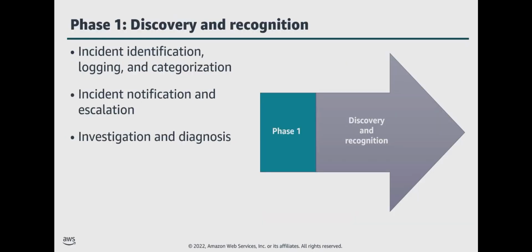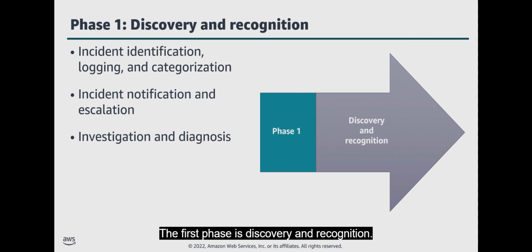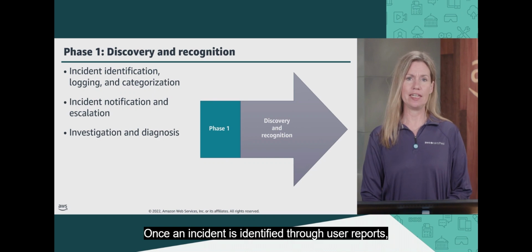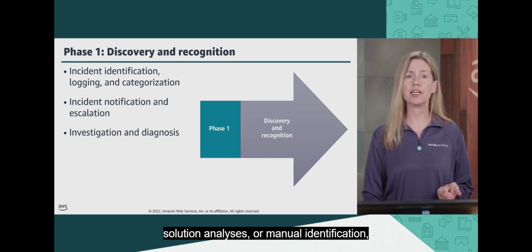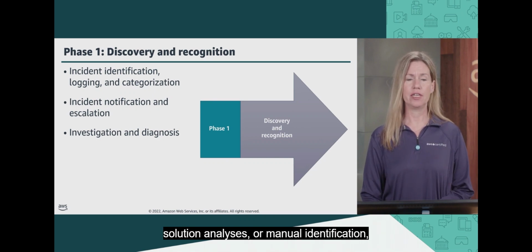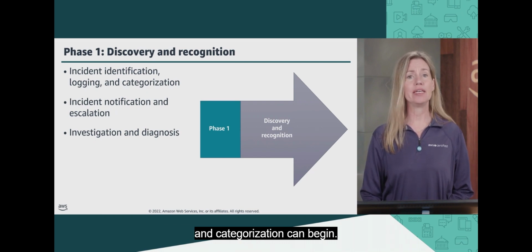Incident response has two phases. The first phase is discovery and recognition. Here is where incident identification, logging, and categorization of the incident takes place. Once an incident is identified through user reports, solution analysis, or manual identification, the incident is logged, and an investigation and categorization can begin.